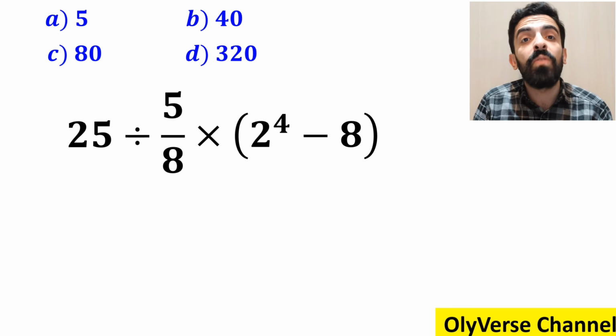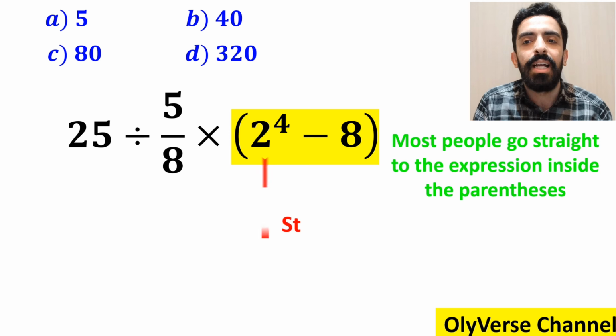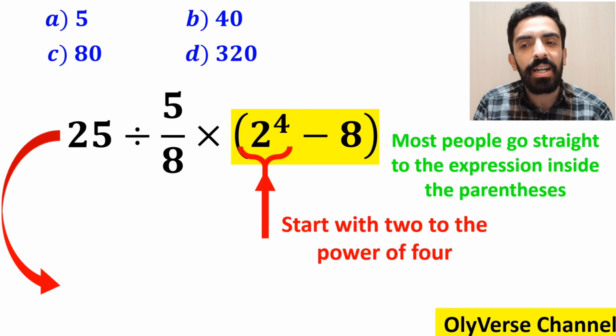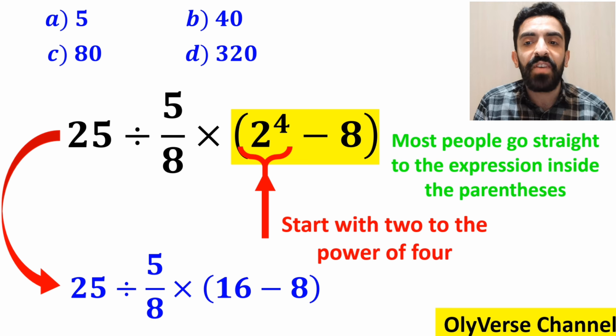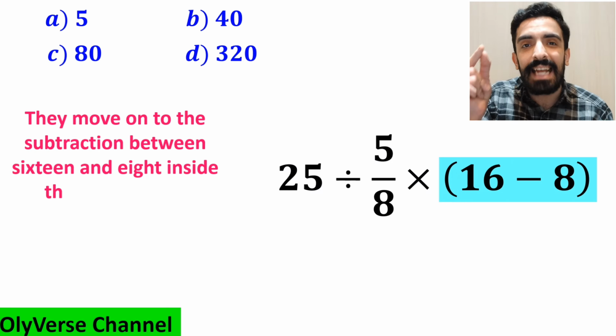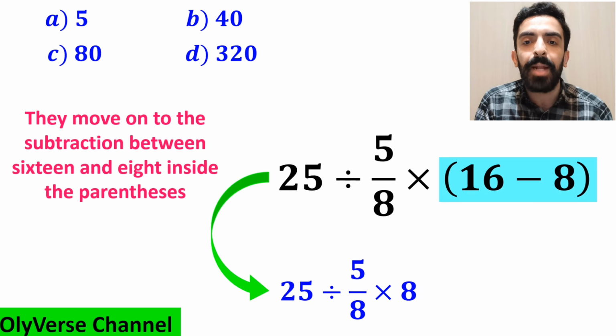And the first step of solving this question, most people go straight to the expression inside the parentheses and start with 2 to the power of 4. So, instead of the original expression, they write 25 divided by 5 over 8 times (16 minus 8) inside the parentheses. And the next step, they move on to the subtraction between 16 and 8 inside the parentheses and simplify this expression to 25 divided by 5 over 8 times 8.